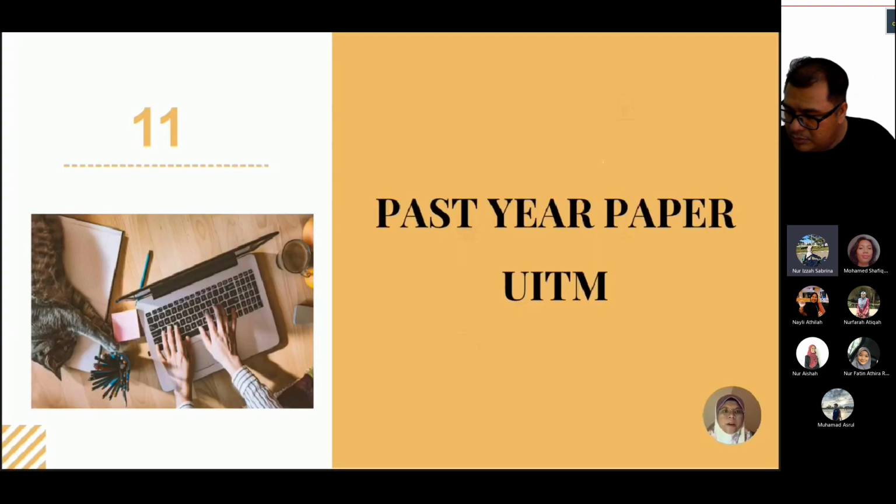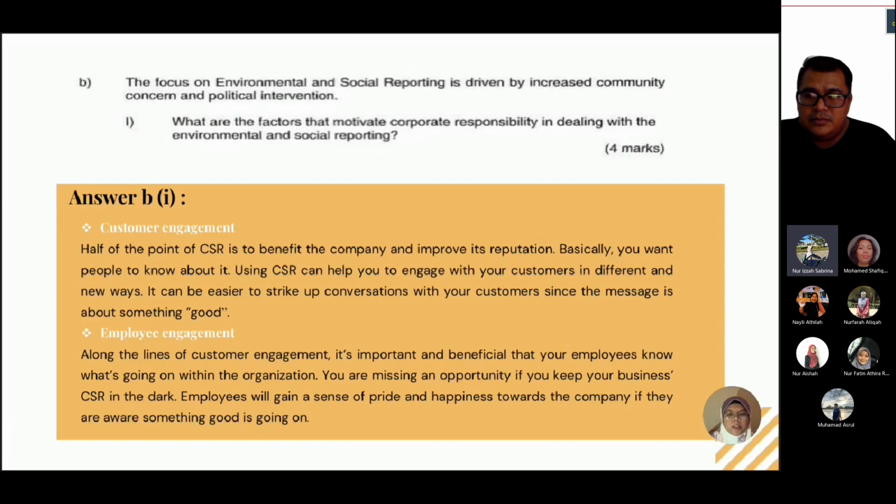Okay, for final year paper, kita orang jumpa satu soalan ni. Tapi saya akan jawab soalan B1 sahaja dan B2 Atirah akan sambung. Okay, the question is what are the factors that motivate corporate responsibility in dealing with the environmental and social reporting. Sini saya ada bagi dua isi dan huraian sebab soalan ni pun nak 4 markah je.